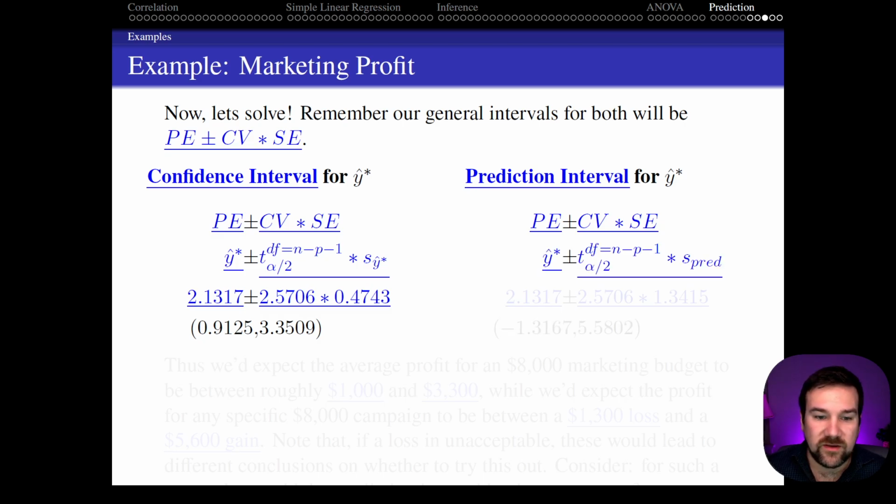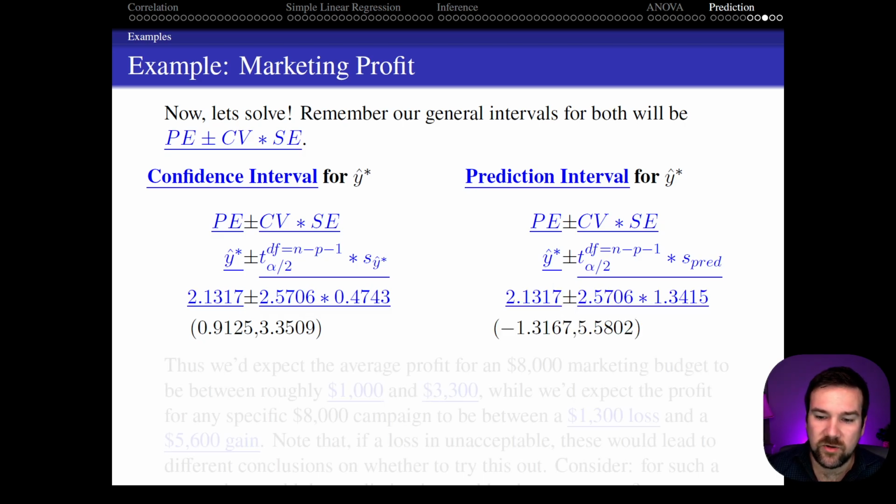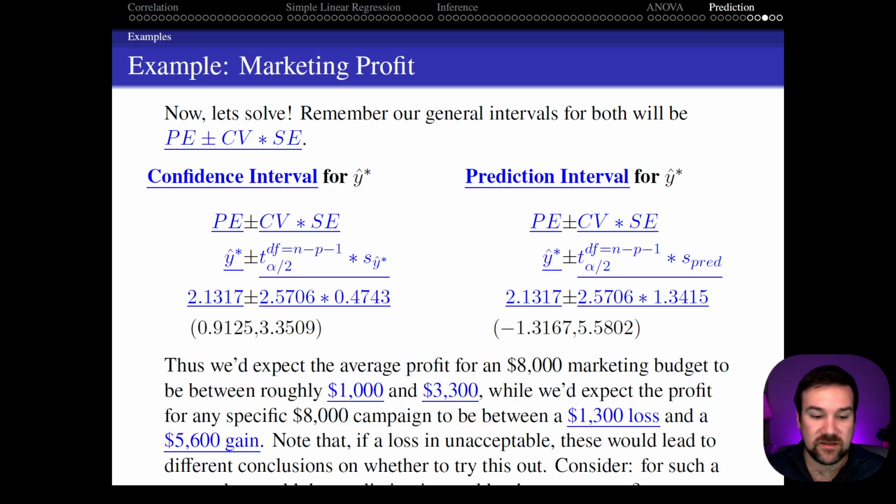Let's contrast this with my prediction interval for y hat star. I plug in my values. Notice the only thing that changes between the left and the right is my standard error term. On the right-hand side, I'm using the standard error for prediction. On the left-hand side, I was using the standard error for the confidence interval for prediction. Plugging in my values, I get a different interval, negative 1.3167 to 5.5802.